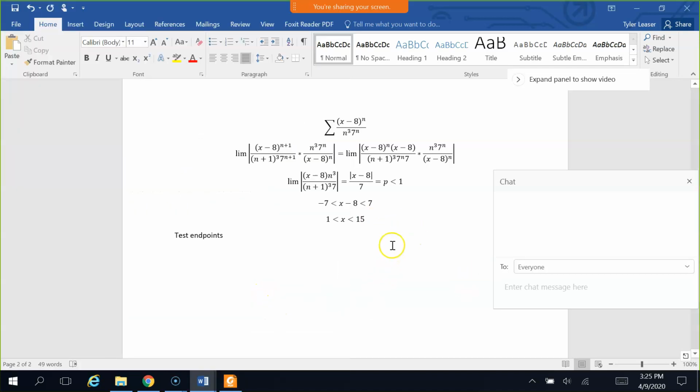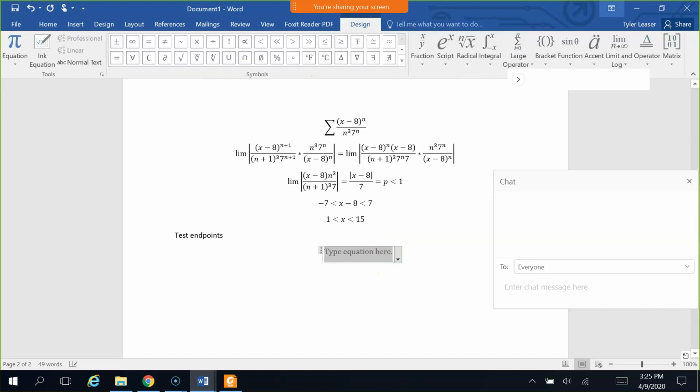Alright, so instead try 1 and 15. They should be a lot easier to try. I'll just do these real quick then, since I messed it up so bad. If I plug 1 into it, I get negative 7 to the n divided by n cubed 7 to the n. But then those 7 to the n's cancel out. And this is really just the sum of negative 1 to the n over n cubed. That definitely converges. That's just a p-series thing that we were talking about before.